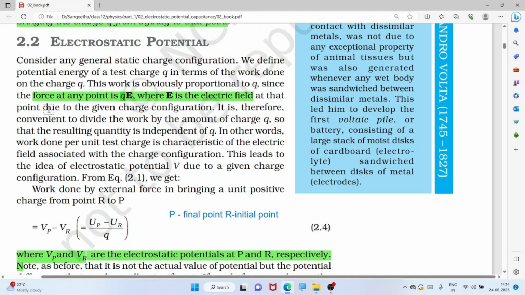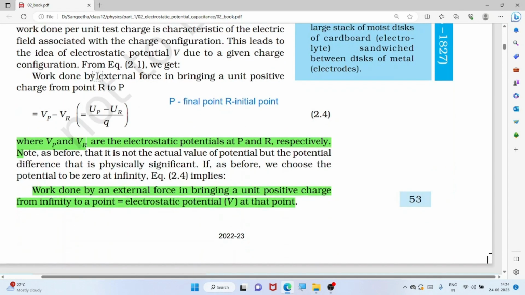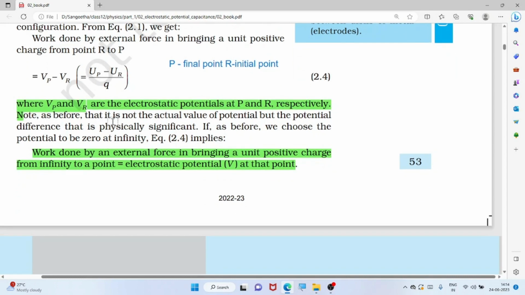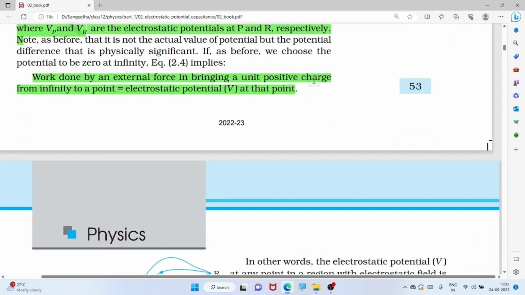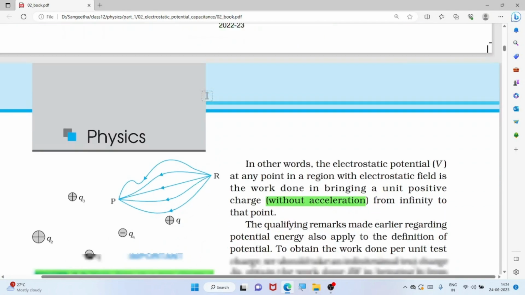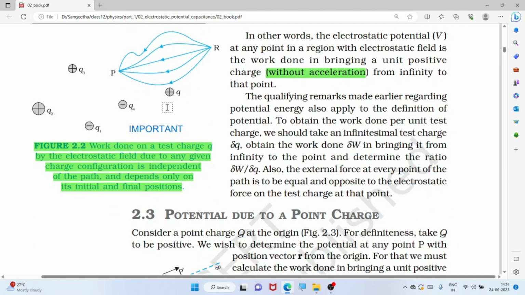The force is QE, where E is the electric field. So when you take the difference, we take the final point minus the initial point. That is, the potential at the final point minus the initial point. The work done by the electric field in bringing a unit positive charge from infinity to a point is the potential at that point. So what we have to learn from this figure is that the work done is independent of the path. Work done depends only on the initial and final point.